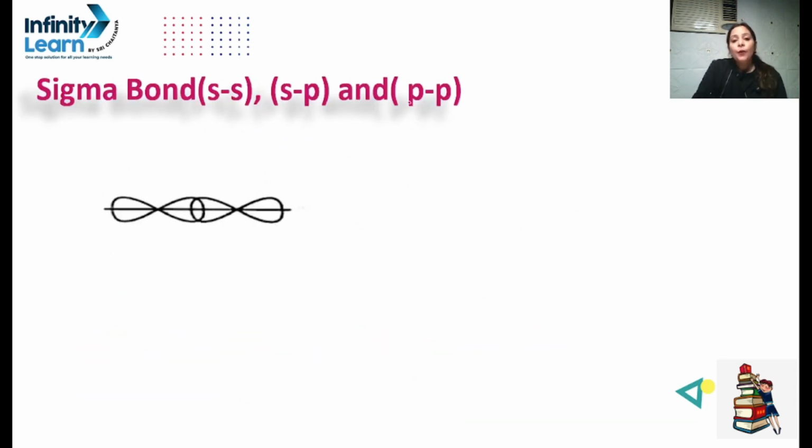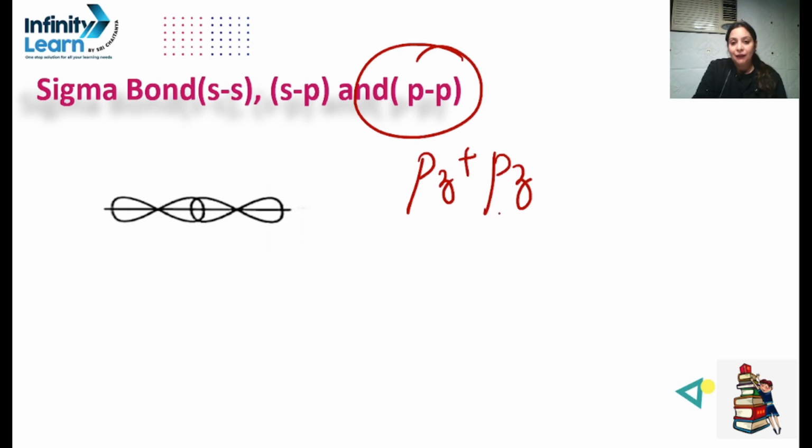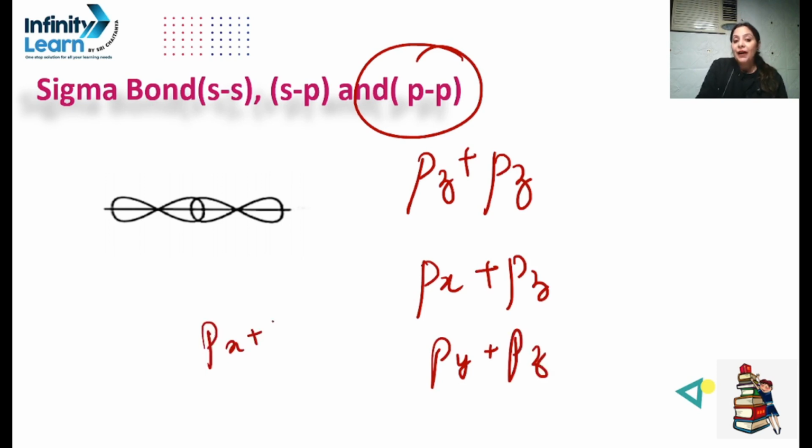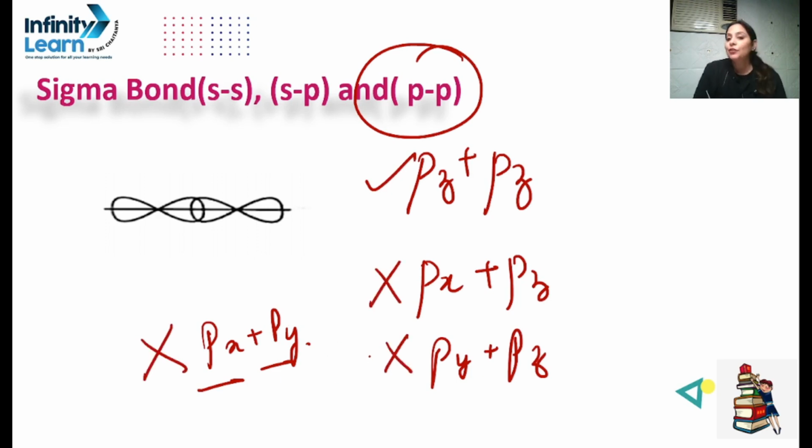Sigma bond can also be formed between two p orbitals, but those p orbitals should be symmetrical about their internuclear axis. And sigma bond formation is possible only if two pz orbitals combine. It cannot happen between px and pz, or py and pz, or between px and py, because they are aligned on x and y axis, right? And in case of sigma, the mandatory thing is head-to-head overlapping. So only pz and pz, when they combine, can show head-to-head overlapping, and the other three combinations are not possible for sigma bond formation.